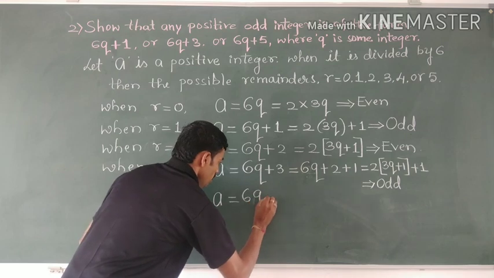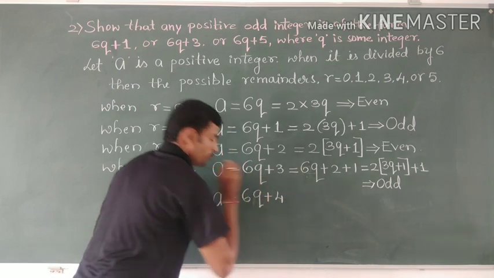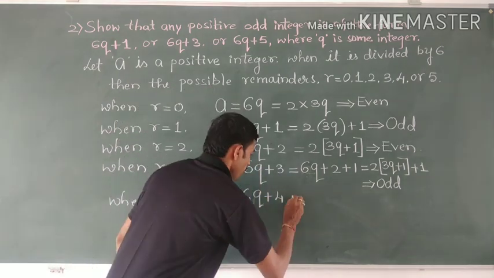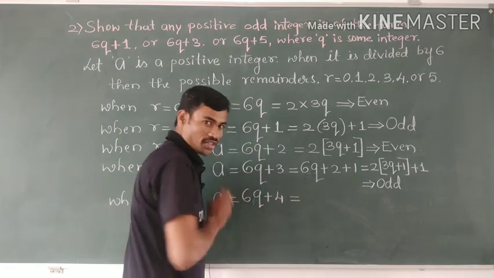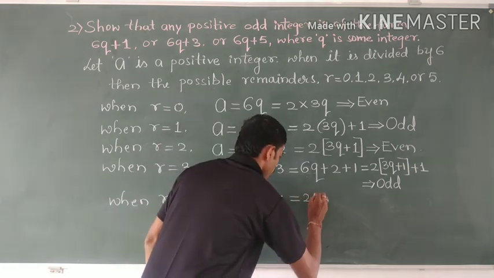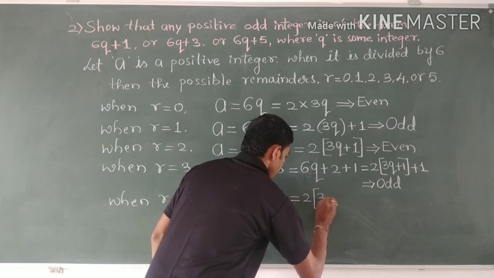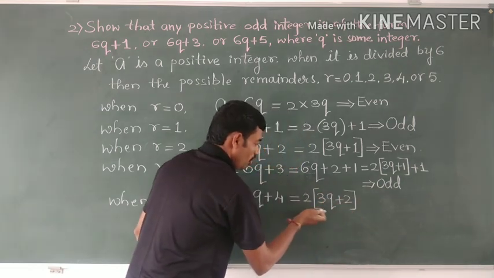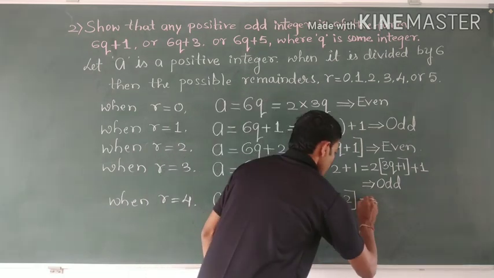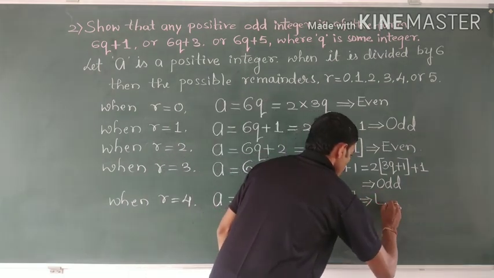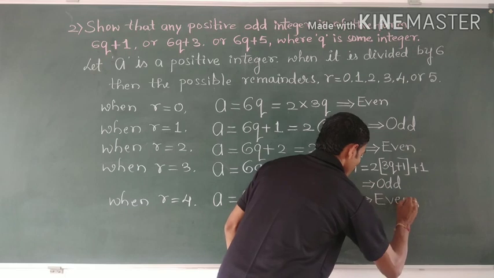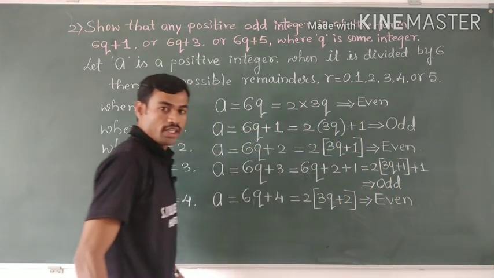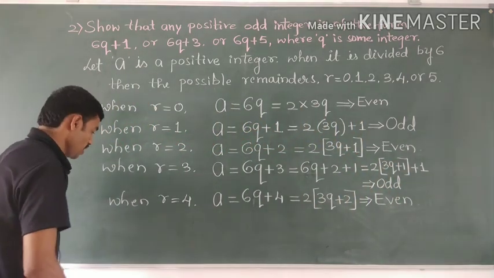A can be written as 6q plus 4. Again here 2 is a common factor. So 2 you take outside, then 3q plus 2. It is a multiple of 2. So this is an even positive integer. This is what we can say, even positive integer.